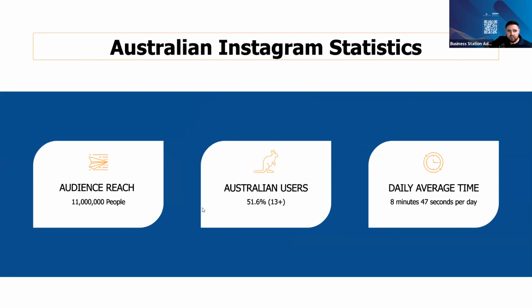If we just look at Australian statistics, this is the really exciting stuff here. You have around 11 million users, so around 52% of the population aged over 13 are using Instagram. So it's a huge market potential. But here's the thing. Their daily average time is 8 minutes and 47 seconds. So you've got to capture that attention in that tiny little window.